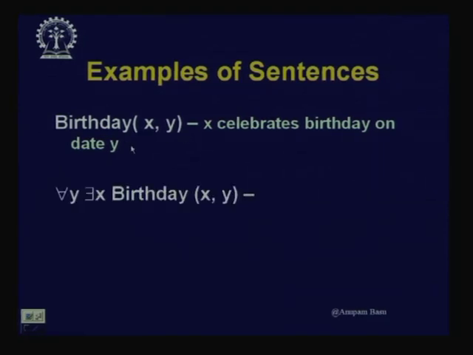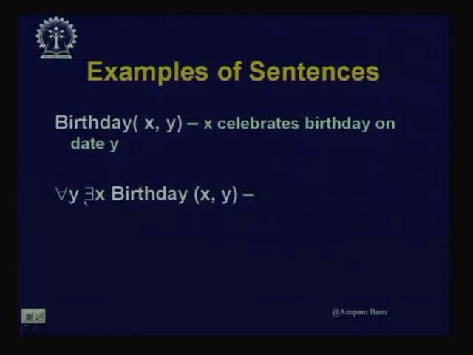Now, if we write for all y there exists x such that birthday x y, what does it mean? Let us first try to understand. Looking at this predicate, we can see x celebrates birthday on the date y.